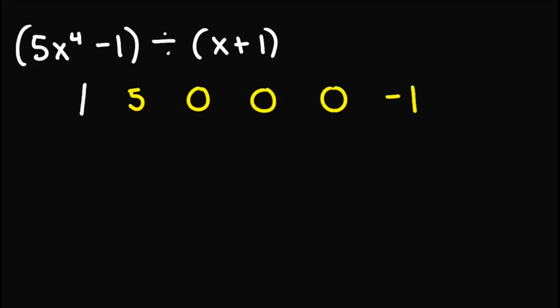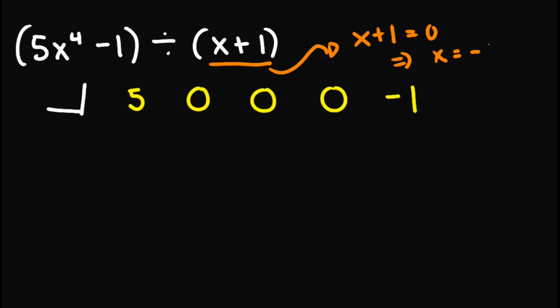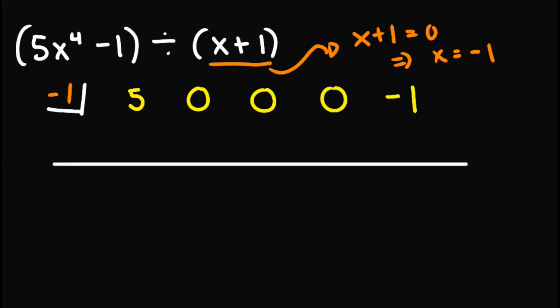We write the small square out here. Equating this to 0, we'll have x plus 1 equals 0 will give us x equal negative 1. So we'll have negative 1 out here. Writing out the line. And we can now start the synthetic division process. So first, we bring this one down. So we'll have 5 out here.